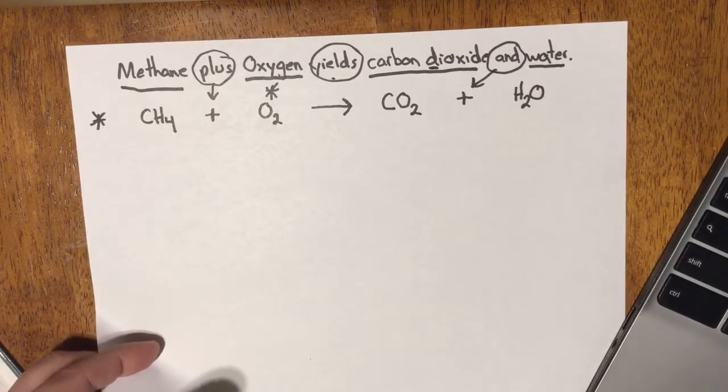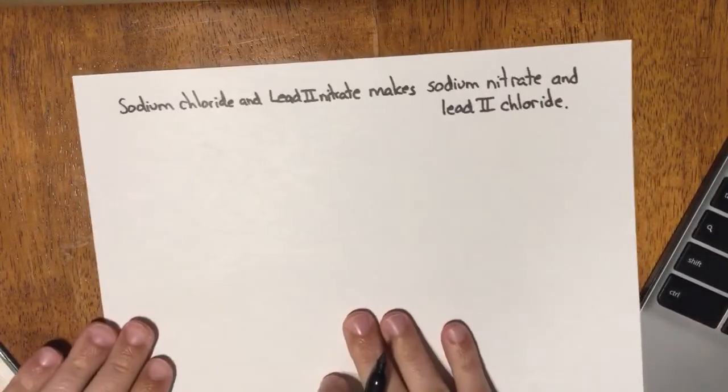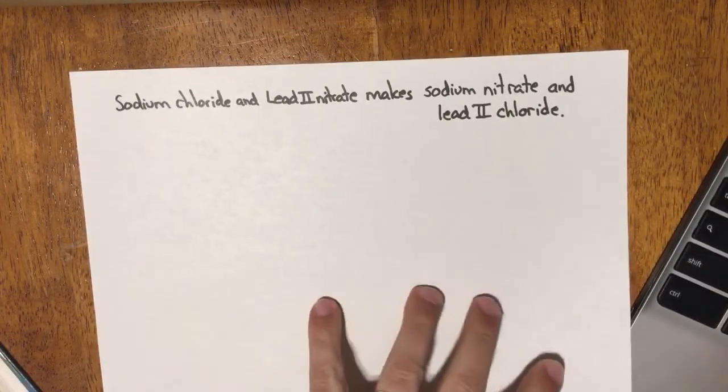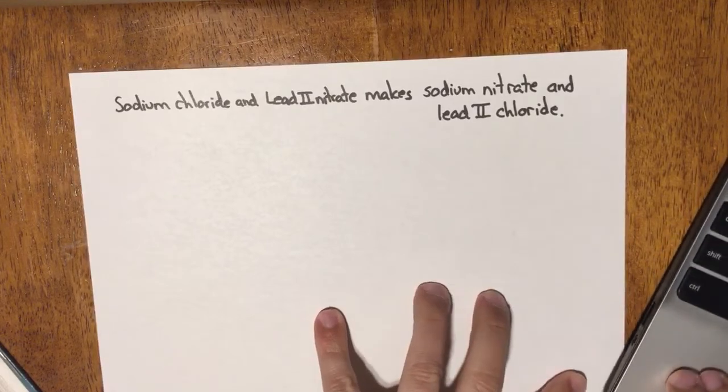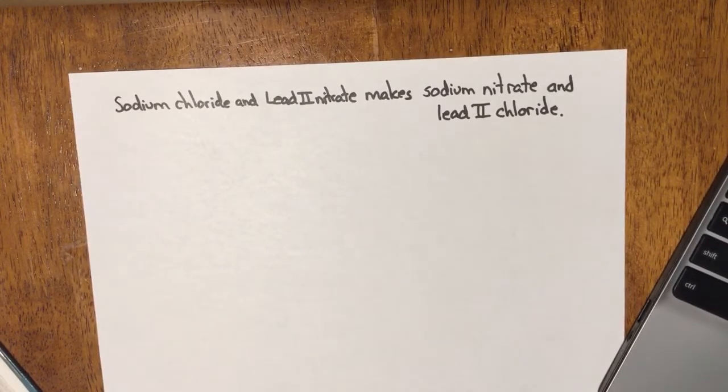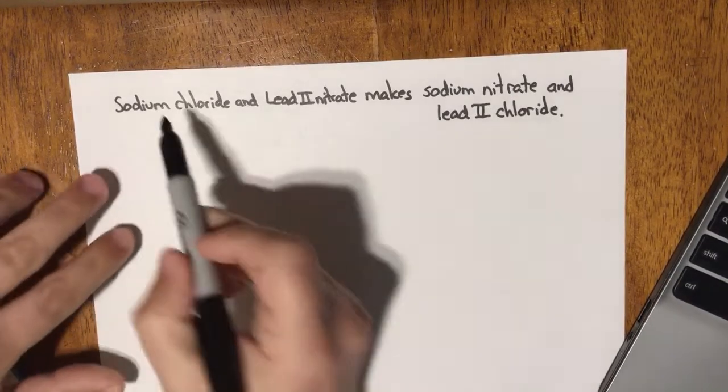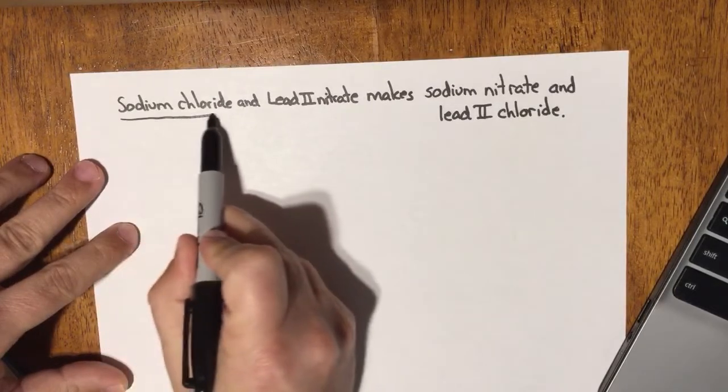Let's do one that looks a little bit scarier, just for fun. So we've got this one. We've got some sodium chloride, and lead 2 nitrate makes sodium nitrate and lead 2 chloride. Same thing, right? But we do have to go through and find our chemicals. So we have one there.